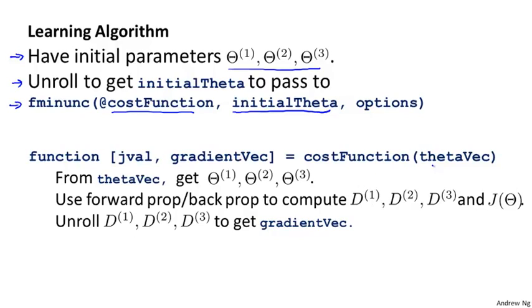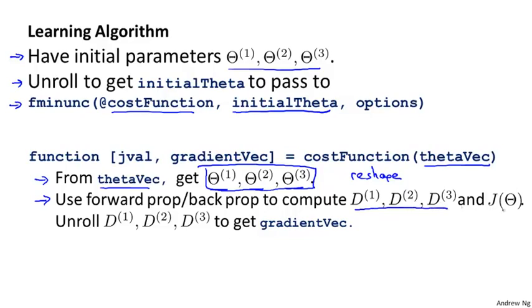The cost function is going to be given as input theta vec, which is going to be all of my parameters in the form that's been unrolled into a vector. So the first thing I'm going to do is use theta vec and the reshape function, so pull out elements from theta vec and use reshape to get back my original parameter matrices theta 1, theta 2, theta 3. So these are going to be matrices that I'm going to get. That gives me a more convenient form in which to use these matrices so that I can run forward propagation and back propagation to compute my derivatives and to compute my cost function J of theta.